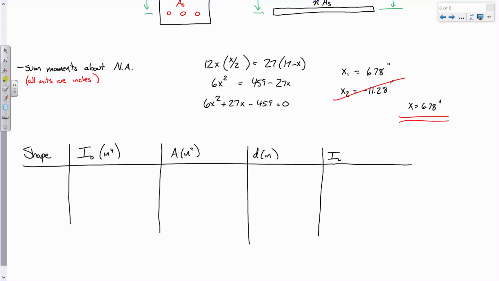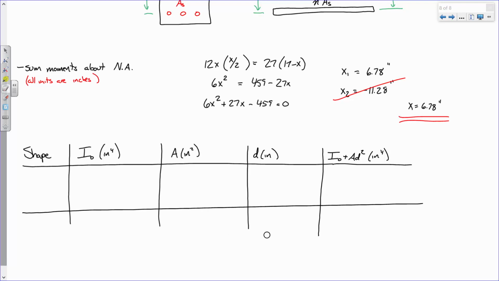Then an I plus AD squared. So if you look at our last example, it looks like I'm missing columns, but with that last example, there were data points that I needed that I don't need here. Okay? So we're going to have a sum here, and so on and so forth.